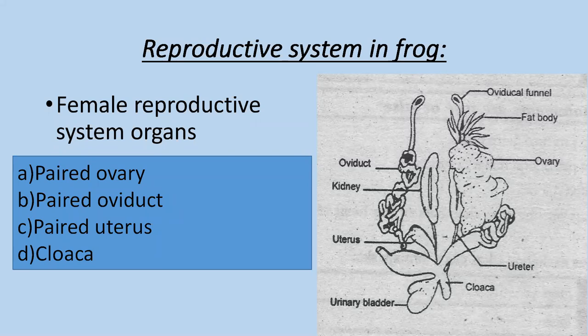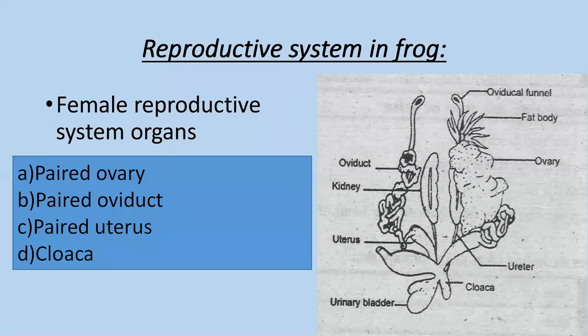Now the reproductive system in frog. What is reproduction and what is system? First of all, I am telling you what reproduction is. Reproduction is the process of production of new babies by their parents. Reproduction is a characteristic of all living organisms. All living organisms produce their own kind. Organs involved in this process are included in the reproductive system. This system is made by some special organs, and these organs make a system.